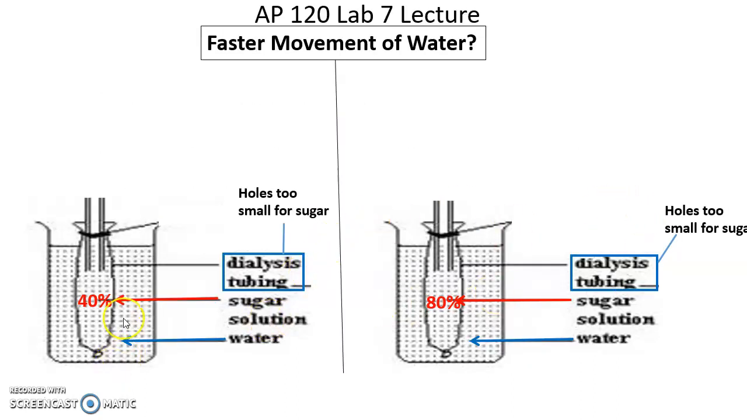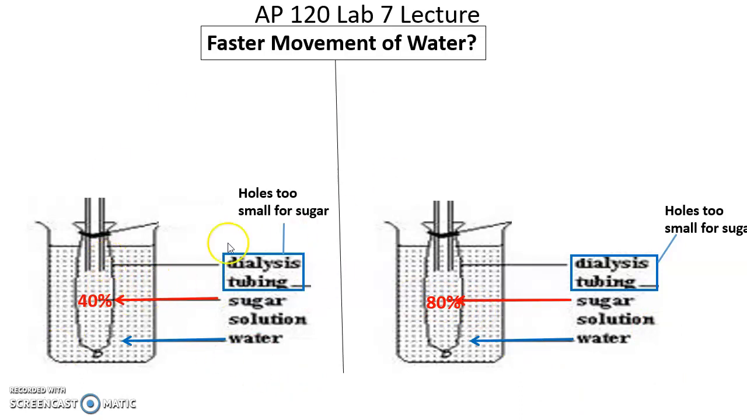All right, here's some more examples. Here is dialysis tubing with 40% sugar solution surrounded by water. Here's another dialysis bag with 80% sugar solution in pure water, and the holes in the dialysis bag are small enough to allow both water and sugar to pass through.